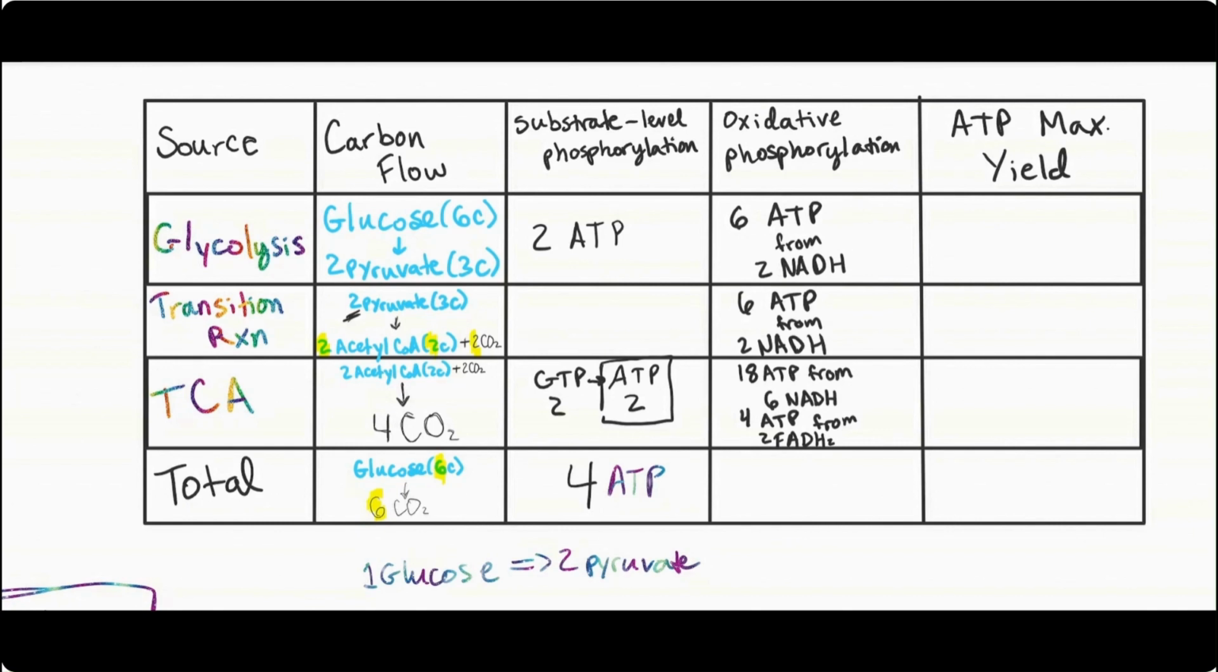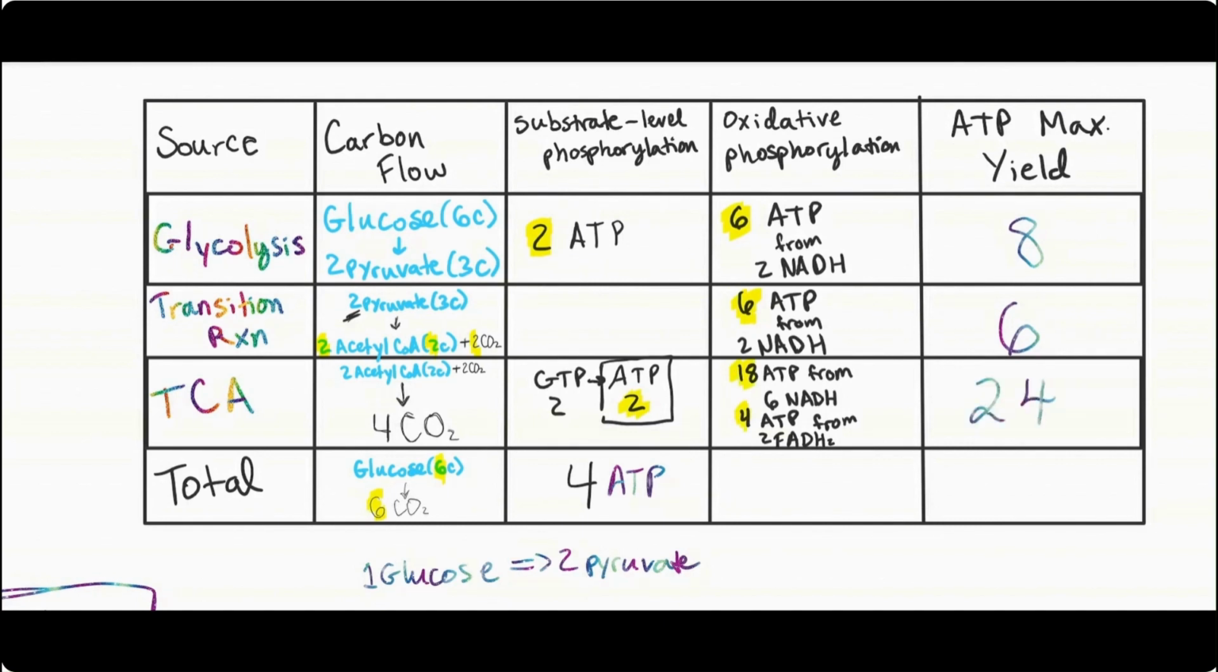So on the substrate level, we got 2 from glycolysis and 6 from oxidative phosphorylation, totaling 8 molecules. If we have maximum yield, that is, right? We're talking about a perfect system, right? So if this were a perfect system, we would get a total of 8 ATP molecules just from glycolysis if we include the ATP that comes about through oxidative phosphorylation at the very end of cellular respiration. And then for the transition reaction, we get 6 ATP total. From the TCA cycle, we get 2 plus 18 plus 4, which totals to 24.